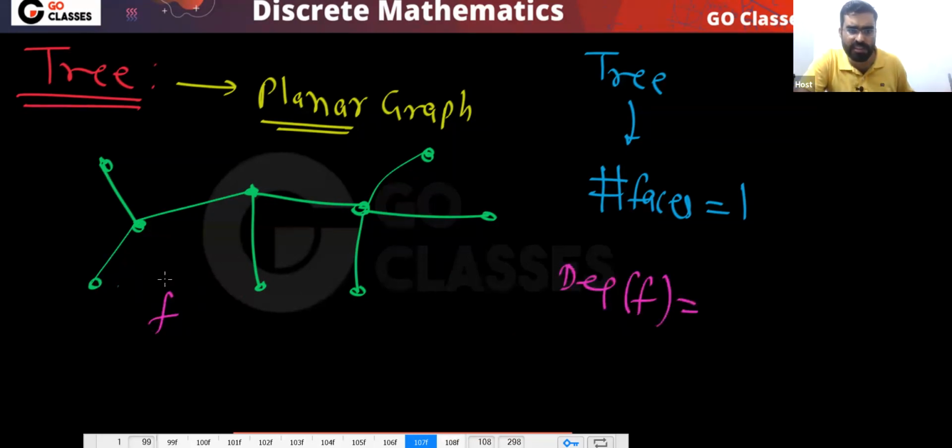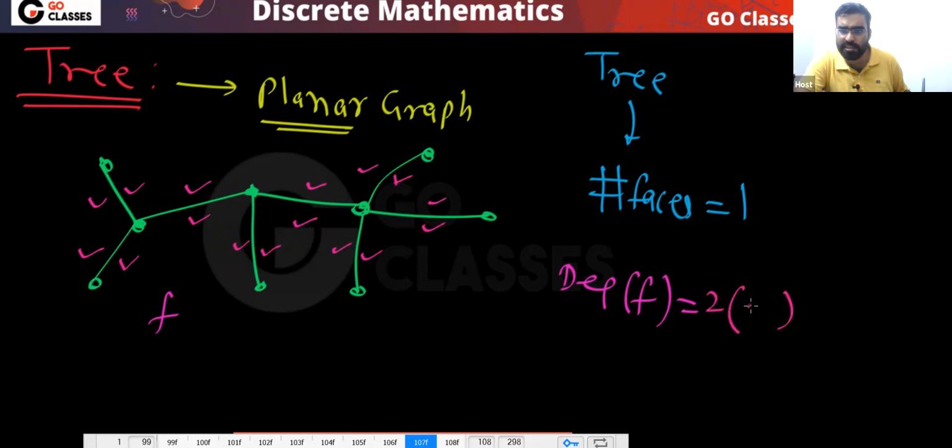Now you can notice that this F will touch this edge 2 times, this edge 2 times, this edge 2 times, and so on for every edge. So the degree of this will be, since every edge it is touching 2 times, 2 into n minus 1. Don't write it like this, this is wrong.